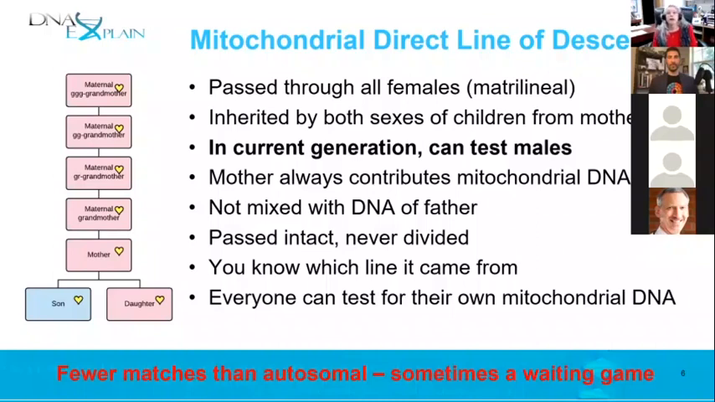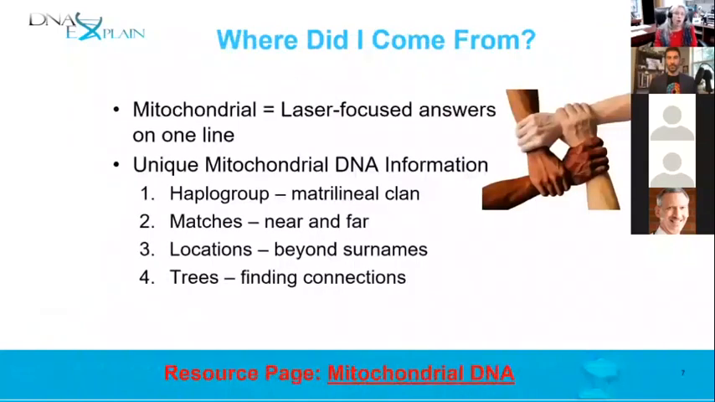And I see people say, well, don't bother with that, I only got a few matches. Well, first of all, you don't want thousands of matches for mitochondrial. You want a few really good, relevant matches. And it is sometimes a waiting game. But if you think about it, if all the 20 million people who have tested their autosomal would test their doggone mitochondrial DNA, people wouldn't be saying it's not relevant, because look at all the matches you'd have. And if they uploaded their trees, you'd be able to figure out how you connect. So it's kind of that self-fulfilling prophecy.